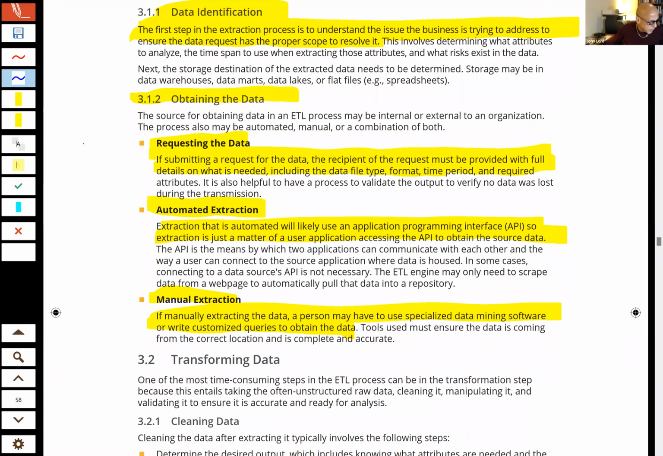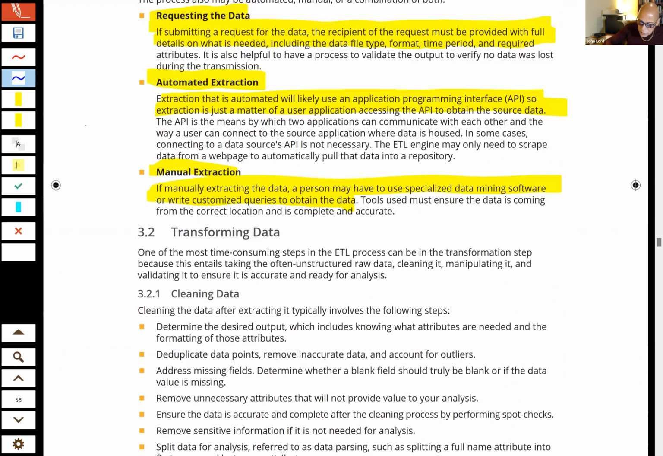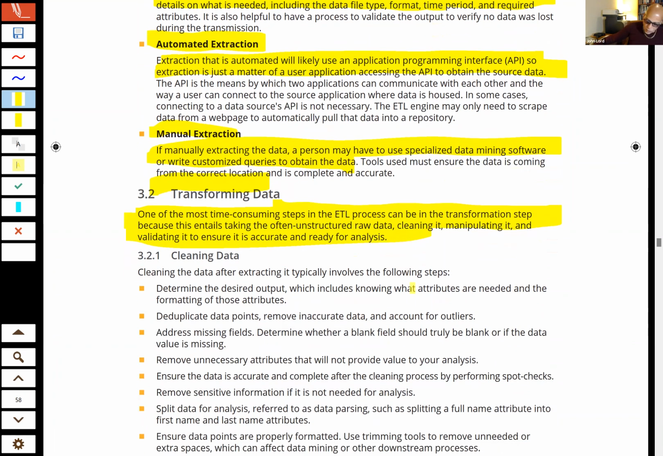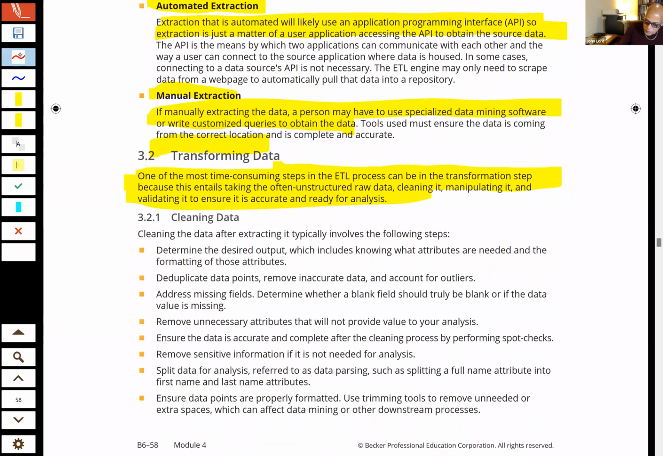and transforming the data. Okay, one of the most time consuming steps in the ETL process is transforming the data. This step entails taking the often unstructured raw data, cleaning it, manipulating it, and validating it. So let's go ahead and flashcard what transforming the data involves, which is cleaning it, manipulating it, and validating it.